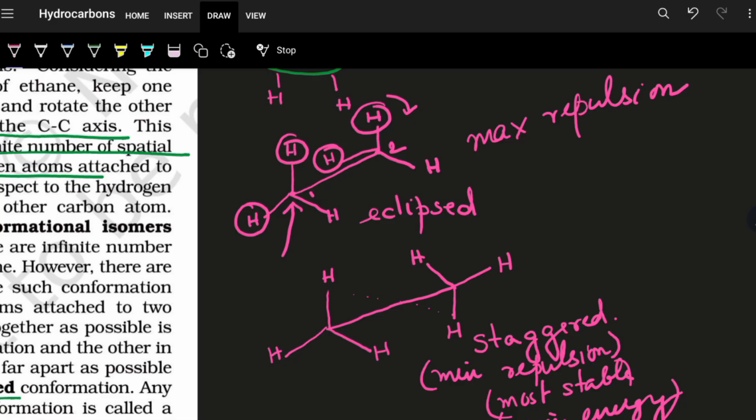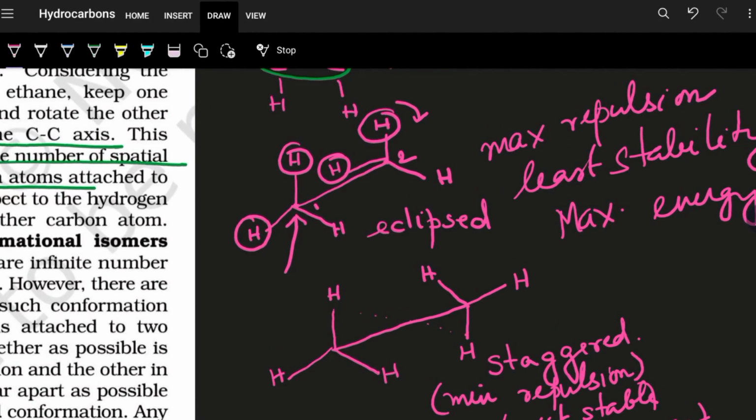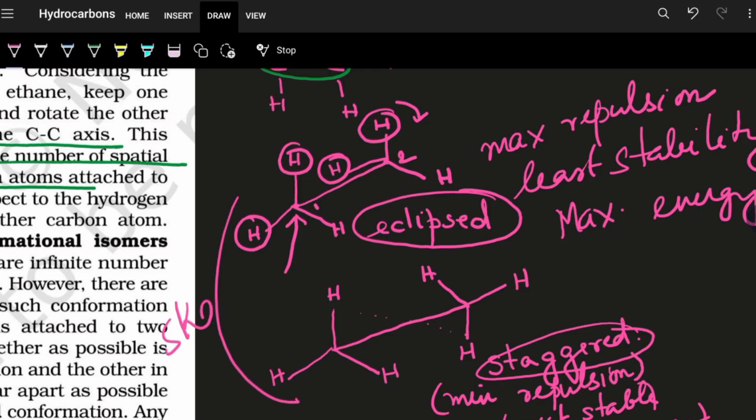What is that? We will see later on. Maximum repulsion means the eclipsed form has least stability, and since it has least stability, it has maximum energy. Now there are infinite possibilities of spatial arrangement between one eclipsed and the other staggered, and all these possibilities are termed skew conformers. They are the intermediate conformers, the infinite number of conformers that are possible between an eclipsed and a staggered.